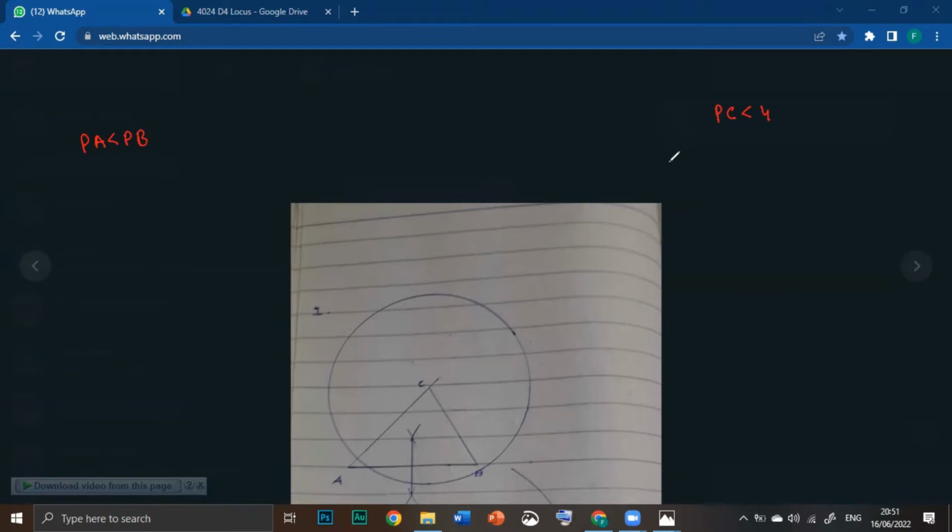Now step 1 is, first of all, we will replace the inequality sign with an equal sign. That is PC is equal to 4. Now the second step we will follow is mark the fixed points.